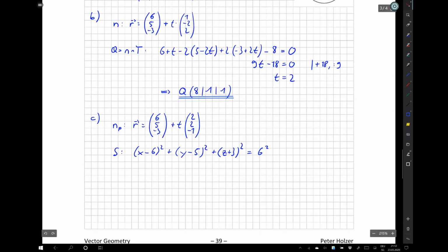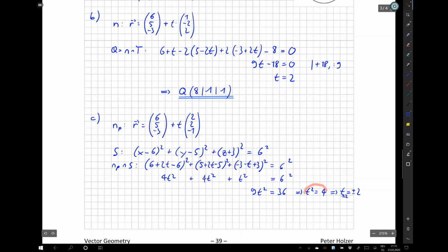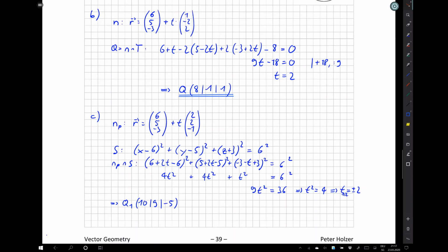To find the equation of the sphere is rather simple. We know the coordinates of the point M, the center. We can insert them in here, and we know also that the radius is 6, so we can insert it here on the right hand side. Intersecting the normal with the sphere, we get this equation, and it simplifies. t squared equals 4 in the end, and when we take the root, we get for t plus or minus 2. Using t1 equals 2, we get this Q1.